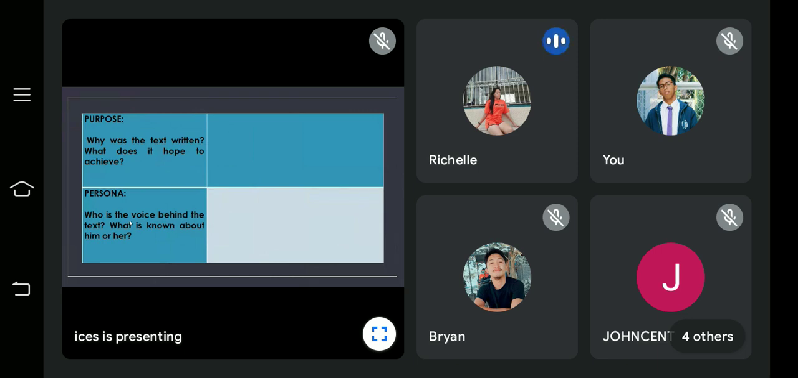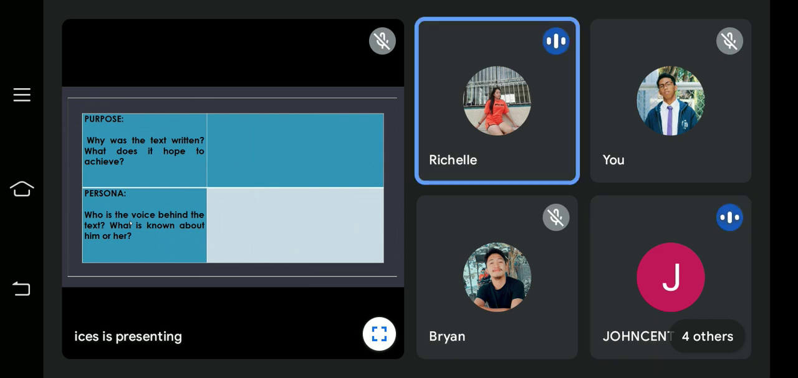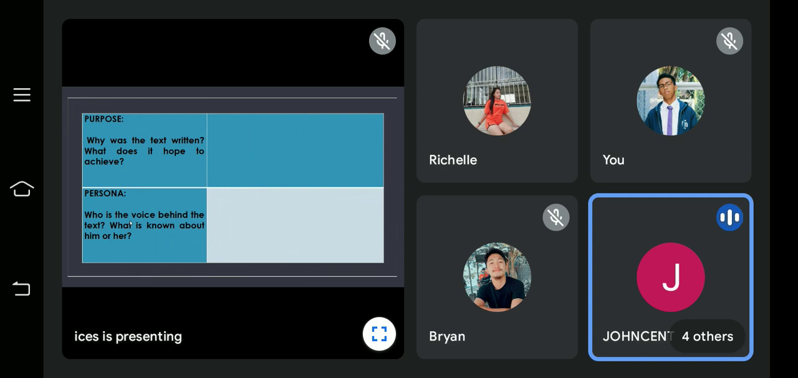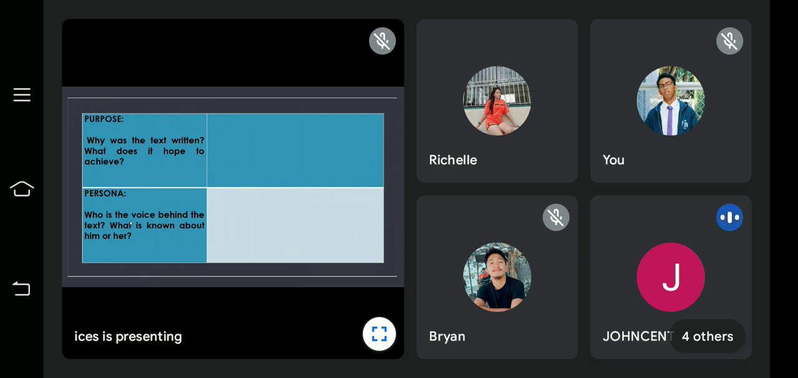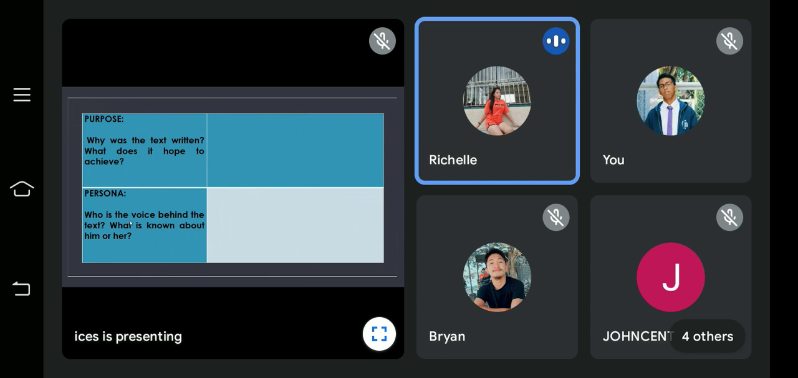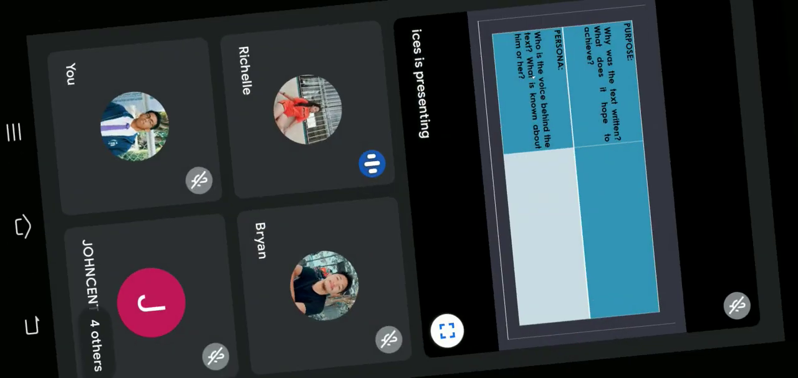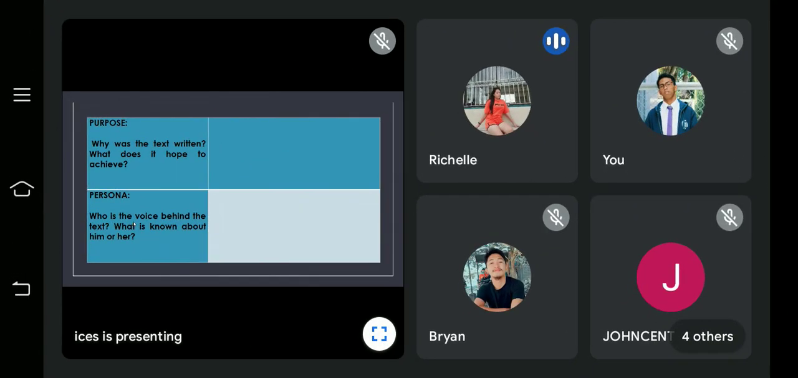So what do you think is the purpose? So why was the text written and what does it hope to achieve? Can someone please share his or her answer? Yes, ma'am. I think, yes, Mr. Johnson. I think the text or the poem wants to state the real situation that the students are facing during this time. Okay, so thank you very much. That's correct. So the purpose of the author is to showcase the real situation, or what's happening in today's situation in our education.